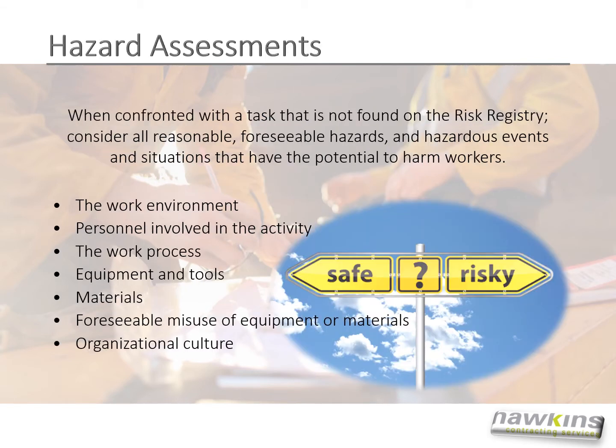To properly and fully identify all hazards, you must consider all reasonable, foreseeable hazards and hazardous events and situations that have the potential to harm workers. This means considering the work environment, personnel involved in the activity, the work process, equipment and tools, materials, foreseeable misuse of equipment or materials, and organizational culture.